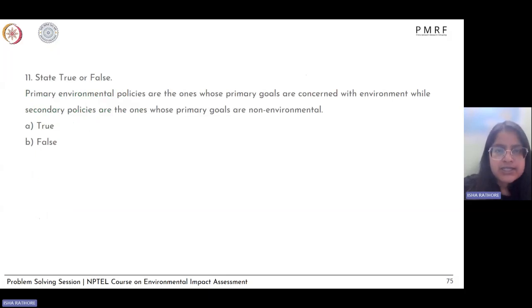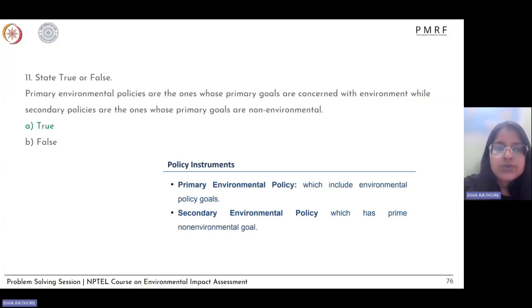Moving on, state true or false. Primary environmental policies are the ones whose primary goals are concerned with environment, while secondary policies are the ones whose primary goals are non-environmental. Statement A true or B false. Okay, so the given statement is true. Primary environment policy includes environmental primary policy goals, whereas secondary environment policies have prime non-environmental goals. So A true is the correct answer.